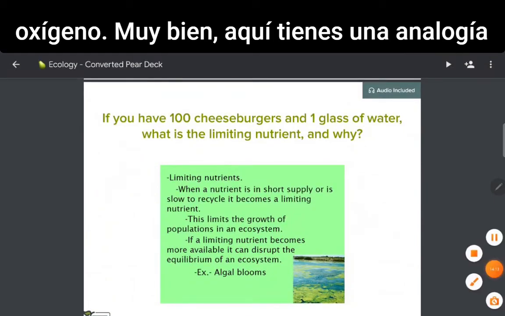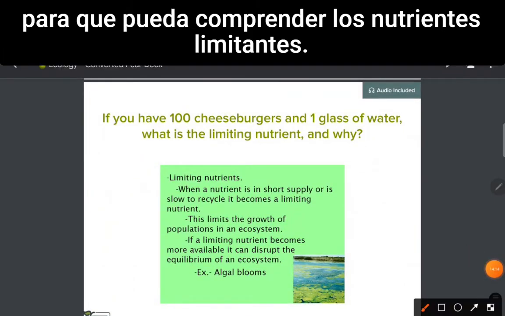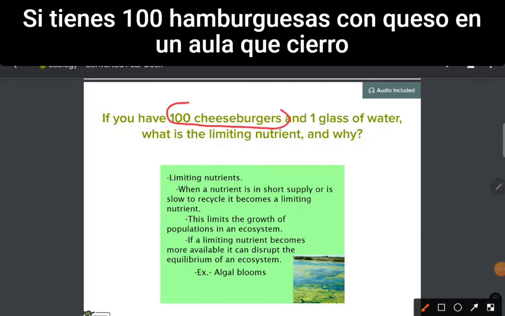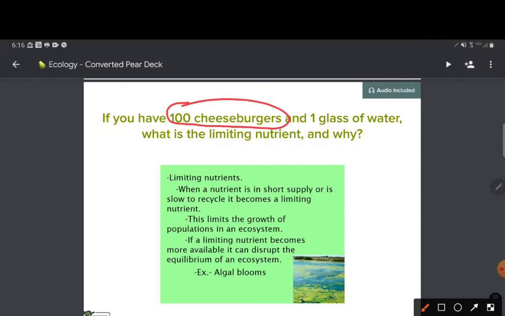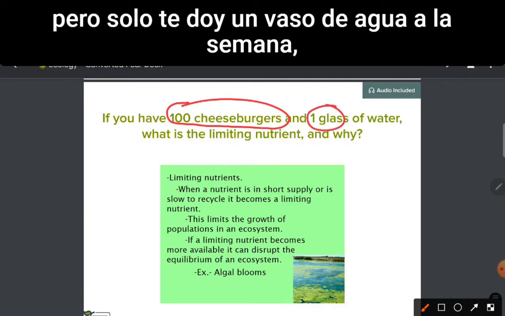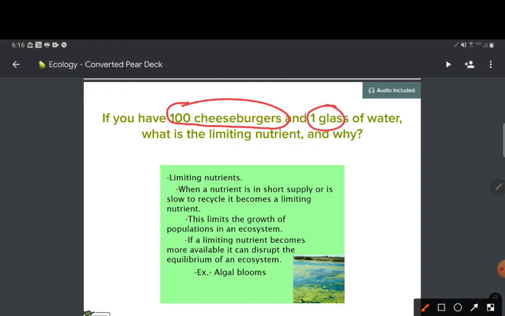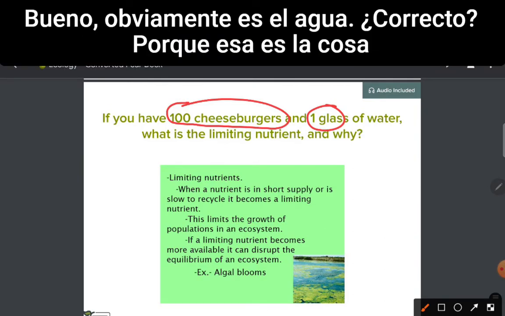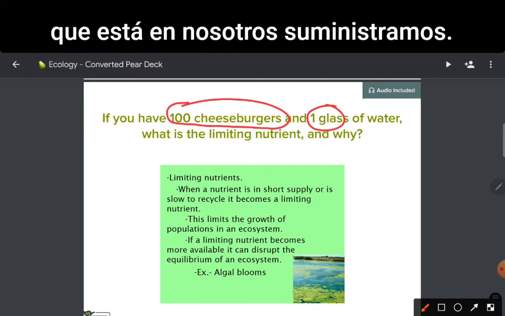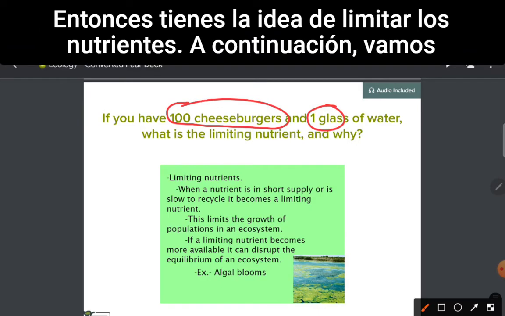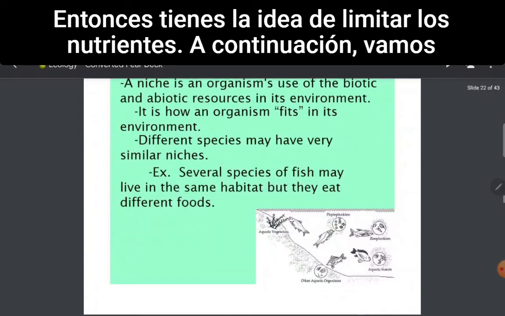All right, so here's an analogy for you so you can understand limiting nutrients. If you have 100 cheeseburgers in a classroom that I lock you inside of for a year, but I only give you 1 glass of water a week, what is the limiting nutrient? Well, it's obviously the water, right? Because that's the thing that is in least supply. Okay, so you get the idea of limiting nutrient.